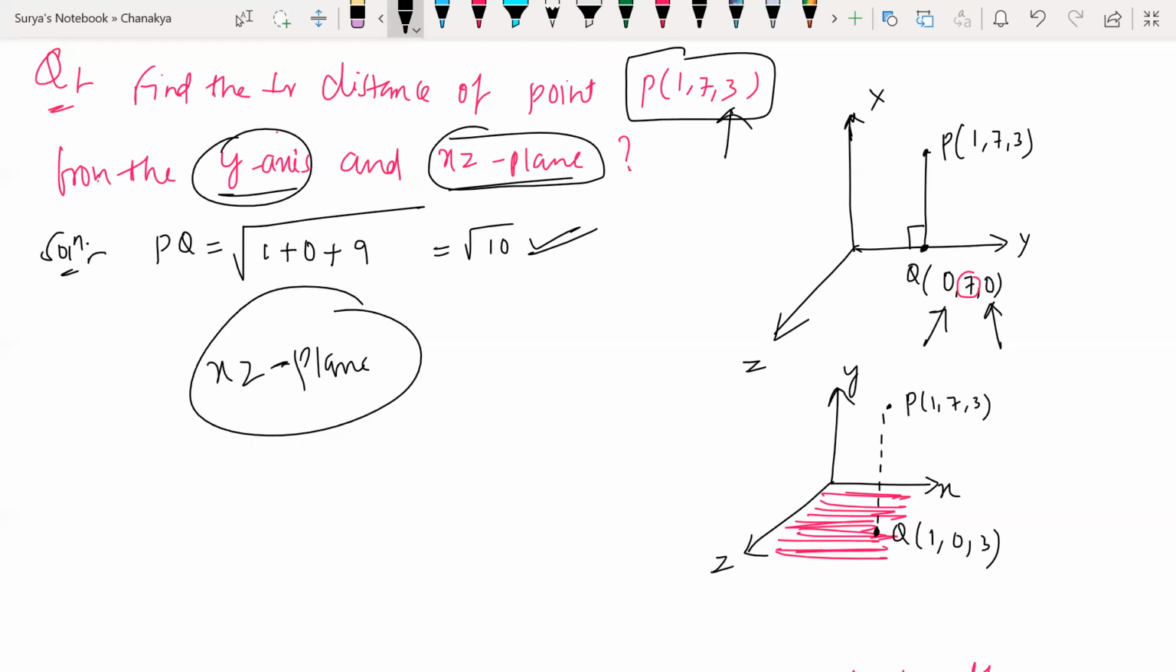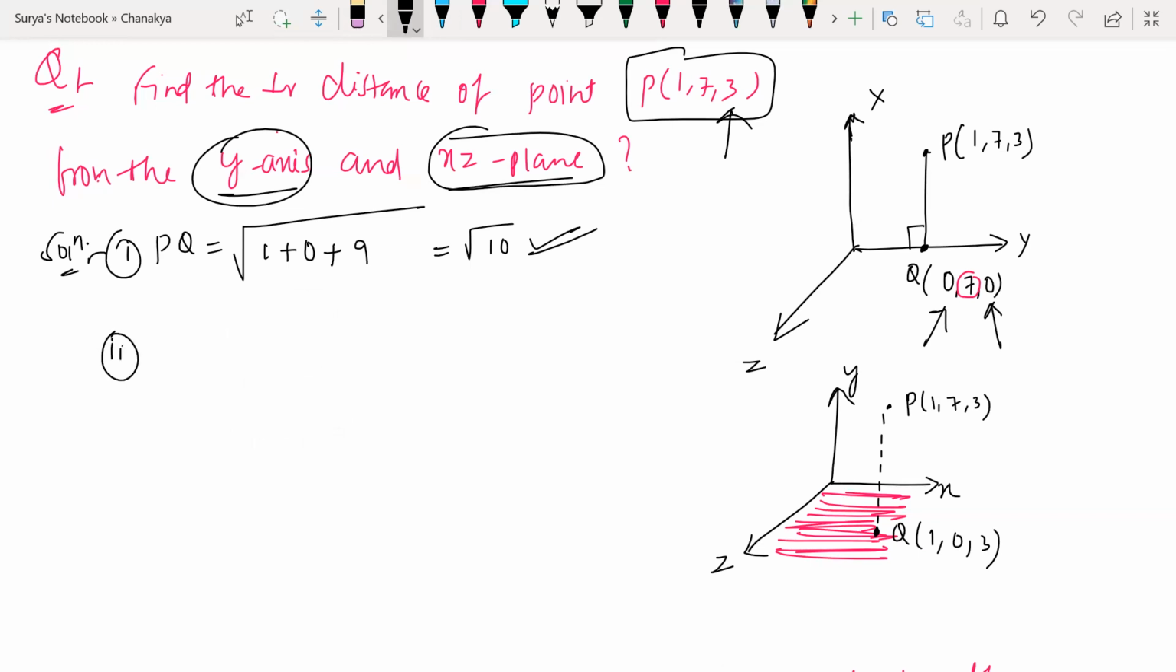Now can't you find the perpendicular distance between 2 points? Let's say this is the first one, this is the second one. This is my perpendicular distance from the axis.